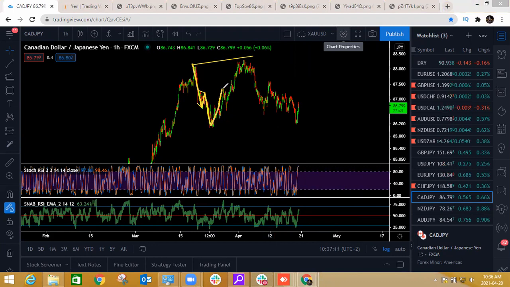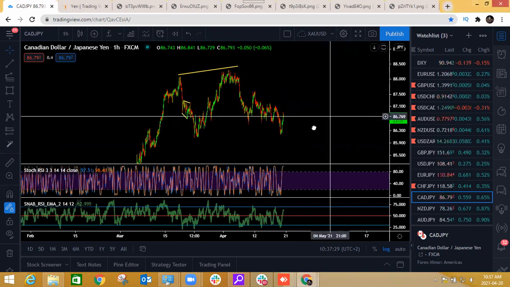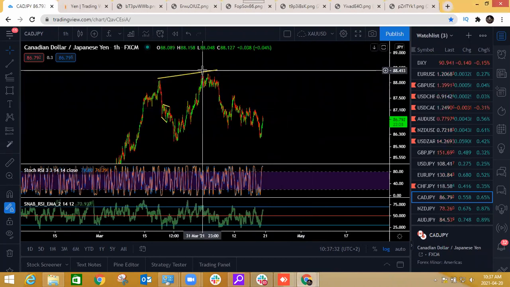1, 2, 3, 1, 2, 3, 1, 2, 3. WXY corrective structure. Now we've got a pulsing move. In the 1 hour, look for any setup, guys. Look for any setup for upside. So KDN looks like a very good setup compared to the others. Because this one you'll take like this.